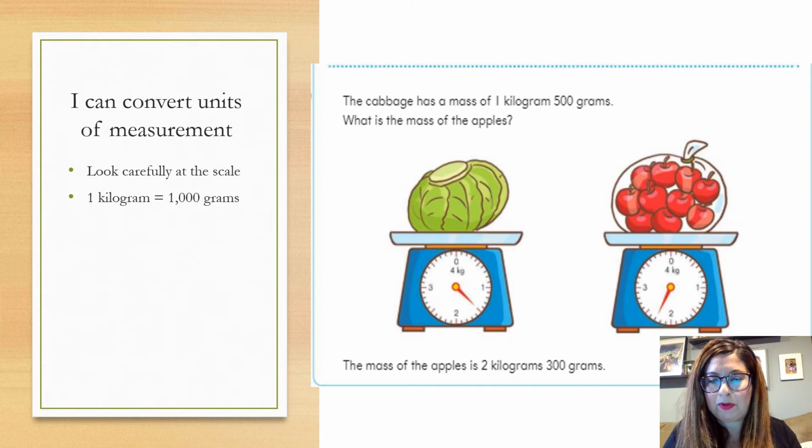Here are some more examples. So if we look at the cabbage, the scale with the cabbage, again, it goes up to 4 kilograms. Each number is 1 kilogram. So I notice that there's 10 lines in between. Those each stand for 100. So the cabbage weighs 1 kilogram, 500 grams. And the apples, if we look at those, we see it's above 2 kilograms. And it's 3 additional lines, so it's 2 kilograms, 300 grams.